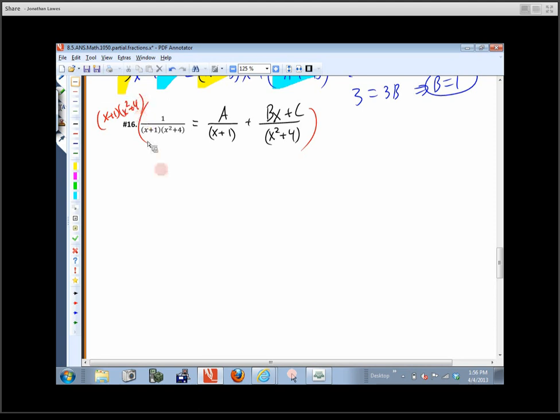Distribute through. Look what happens here. That's a 1, just like it always is. It's just the denominator, or the numerator sticks around. This is going to be a times x squared plus 4. This is going to be bx plus c. That's the entire top. Yes, you should put it in parentheses. And it's going to be multiplied with x plus 1.